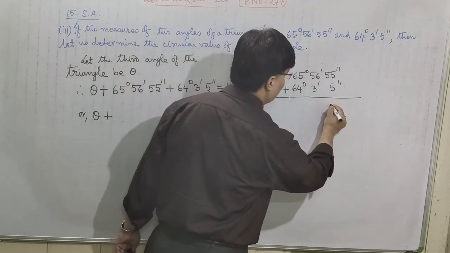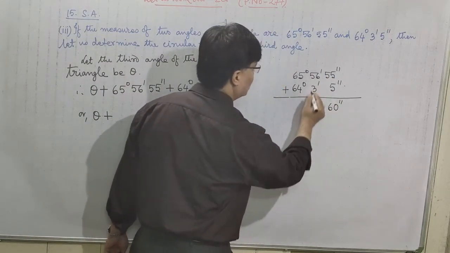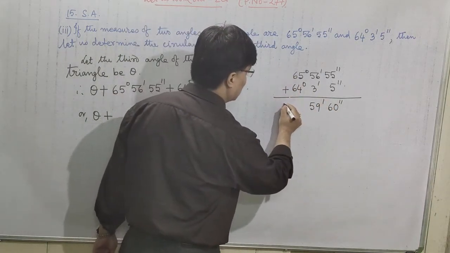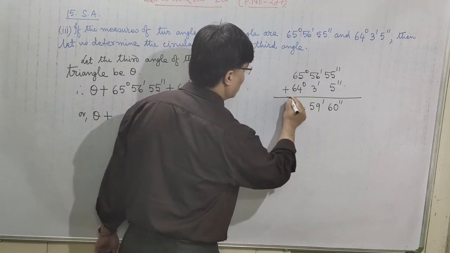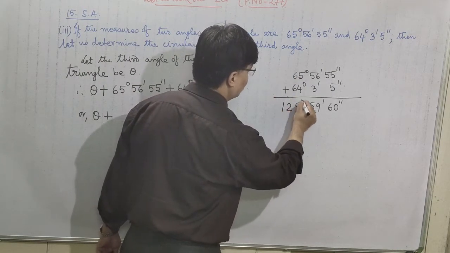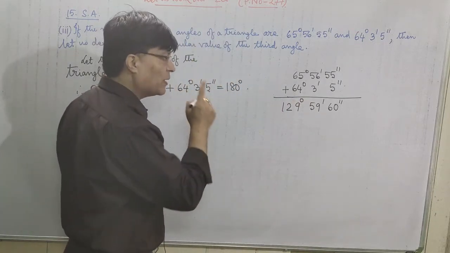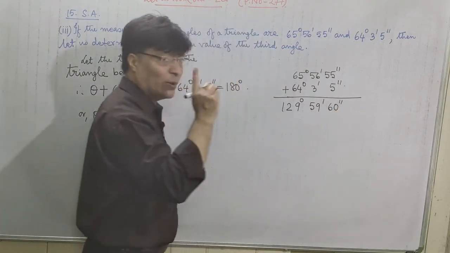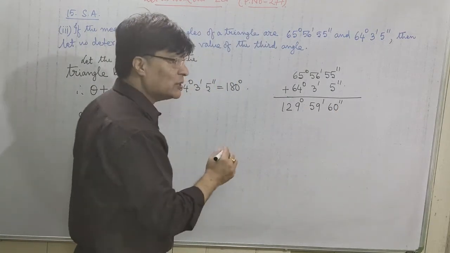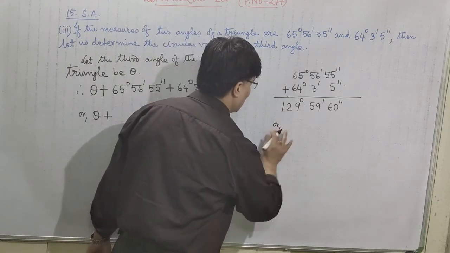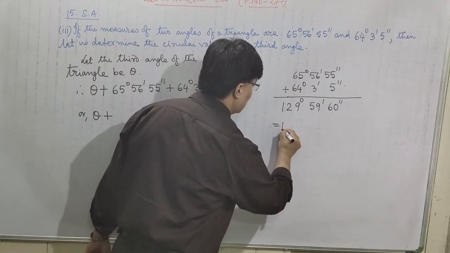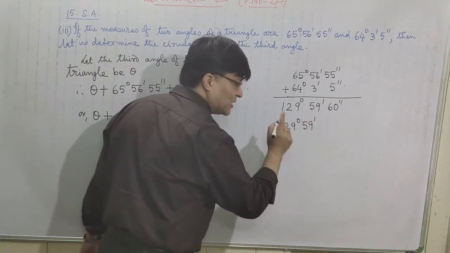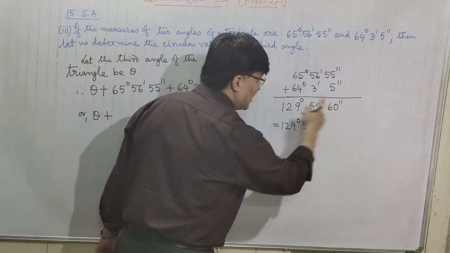So 55 plus 5 is 60 seconds. 56 plus 3 is 59 minutes. And 5 plus 4 is 9, 6 plus 6 is 12. It is 129 degree. Now let us simplify it. You know that 60 seconds is equal to 1 minute, so you can write it as 129 degree 59 minutes and 60 seconds. Double dash means seconds.